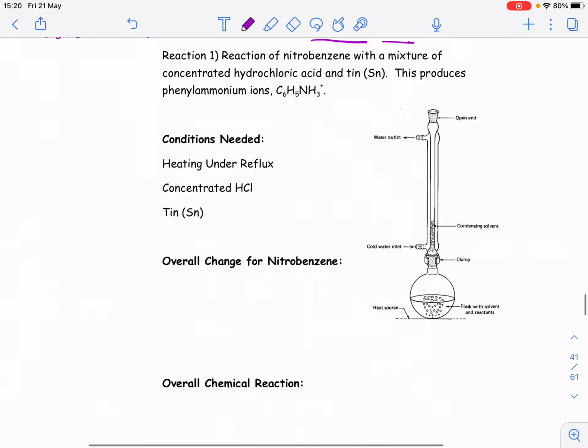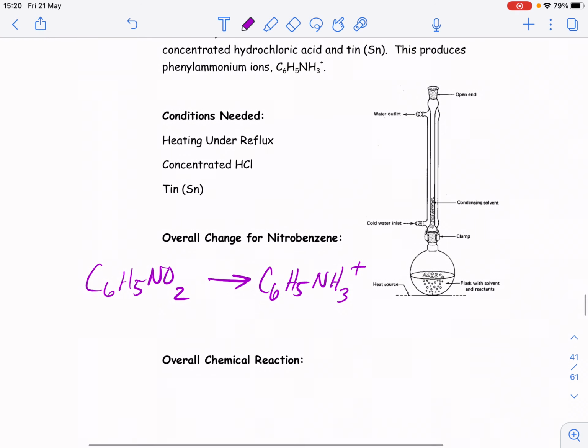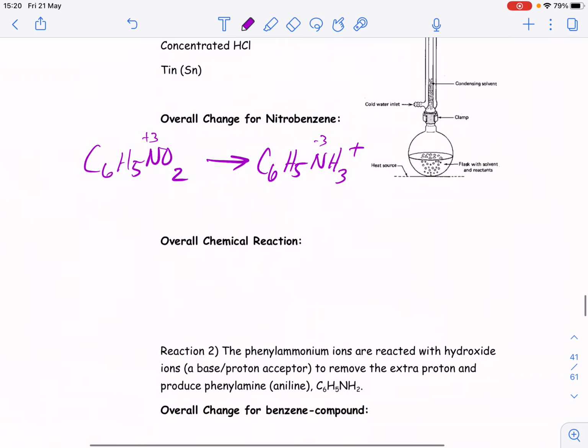So in the first process, we're going to take that nitrobenzene, and we're going to replace those oxygens on the N with a bunch of hydrogen. So we're losing oxygen, we're gaining hydrogen, that's reduction. The oxidation state of the nitrogen changes from a +3 oxidation state to a -3 oxidation state. So it's a change of 6 in oxidation state going down.